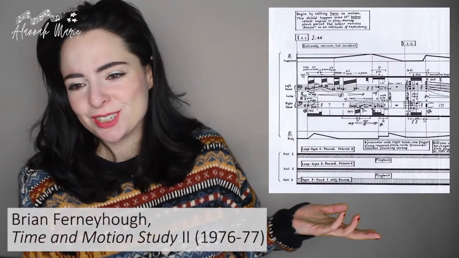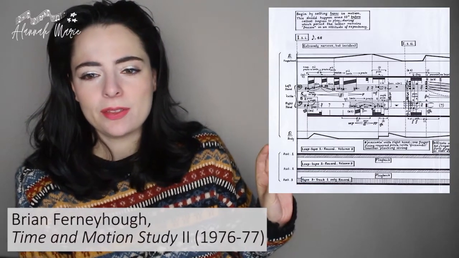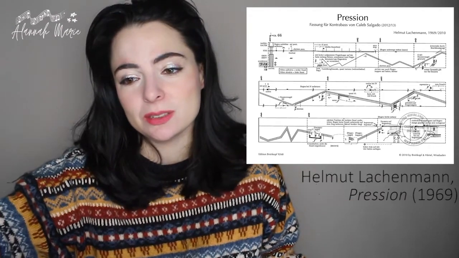And other examples of decoupled works include the works of James Dillon, his piece Überschreiten in 1986, and Brian Ferneyhough's Time and Motion Study 2, composed between 1976 and 1977. And then there's also, of course, Helmut Lachenmann's Pression, written in 1969. How can we leave that one out?